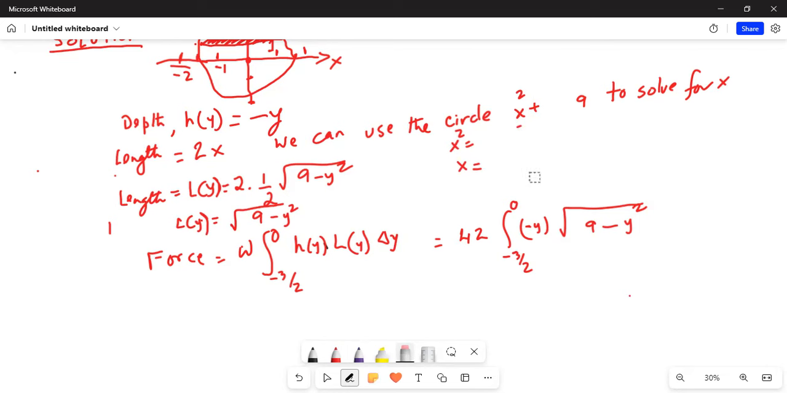2y, because in the y direction the depth is twice, once above the x-axis and once below the x-axis. So x square plus 2y square is equal to 9. So x square is 9 minus 4y square. x is equal to square root of 9 minus 4y square. Okay, so this has to be corrected also.